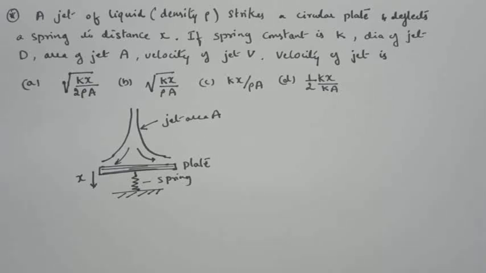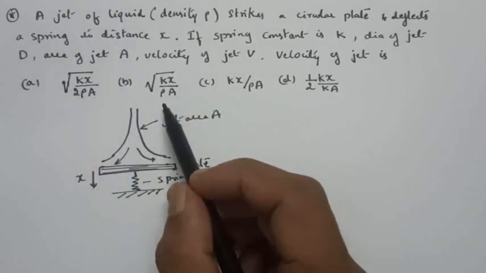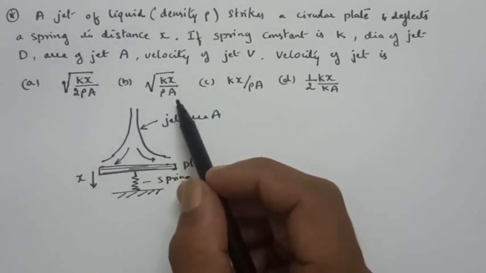A jet of liquid strikes a circular plate and deflects a spring to distance x. If spring constant is k, diameter of jet d, area of jet a, so velocity of jet v. We have to express the velocity of the jet in terms of k, x, rho and a.